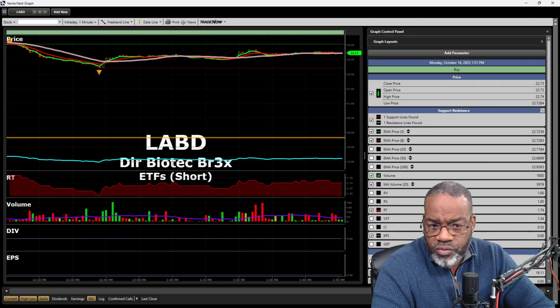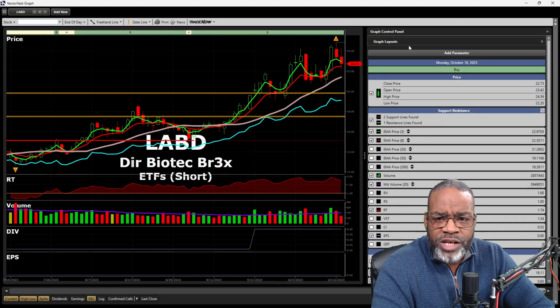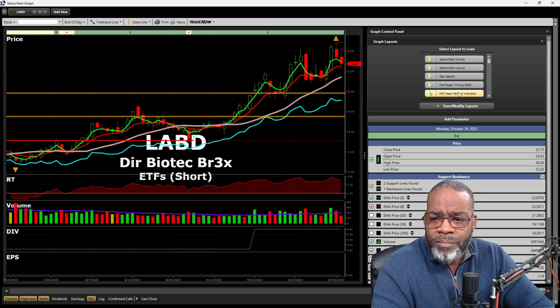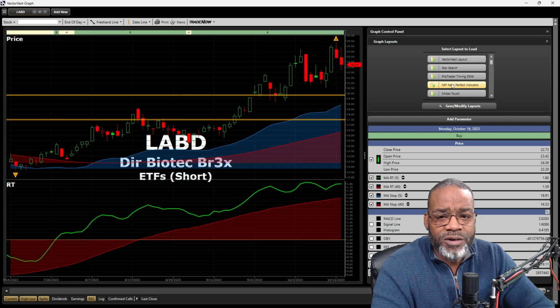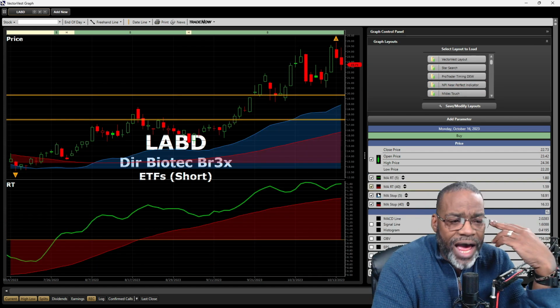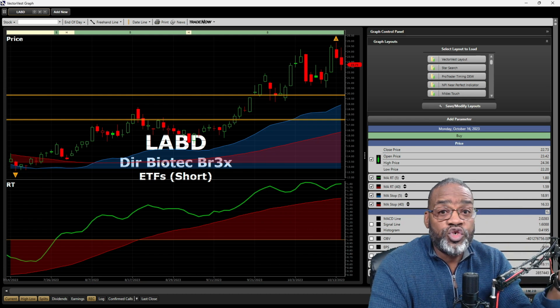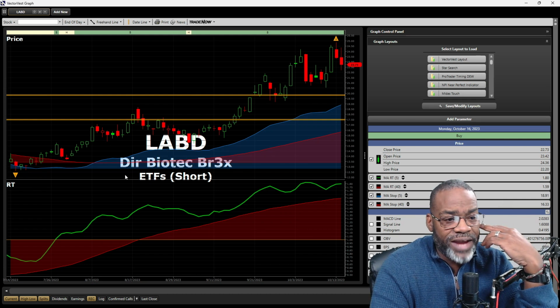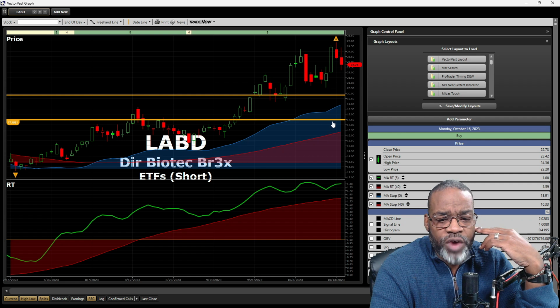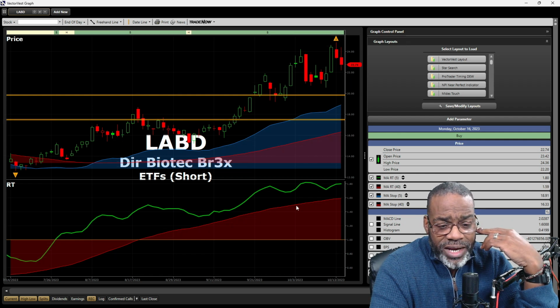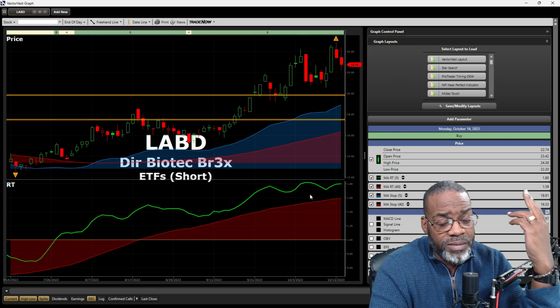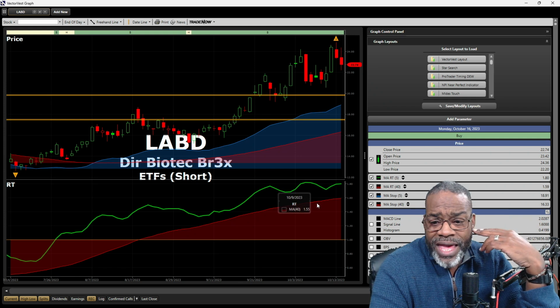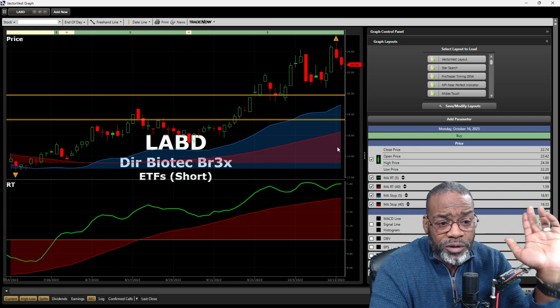Put them in a 3-month graph. I'm going to change my layout to the MPI, or the near perfect indicator. As you know, I've been using this a lot. LABD, which is the short side of the biotech. Notice nice long trend in play. The right time to be in is now by RT. The 5 is above the 40. So a good play right now.